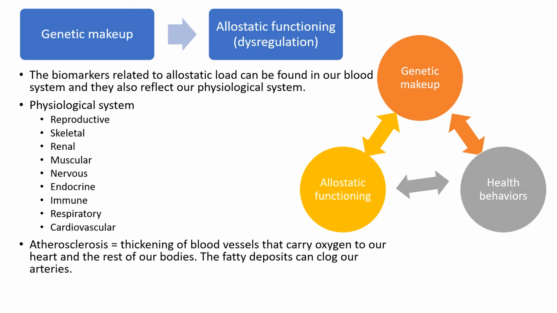And in fact, our genes, our allostatic functioning, and our health behaviors are often interlinked. And biomarkers related to allostatic load can be found in our blood system, and they also reflect our physiological system. Our physiological system can include reproductive, skeletal, renal, muscular, nervous, endocrine, immune, respiratory, and cardiovascular system.